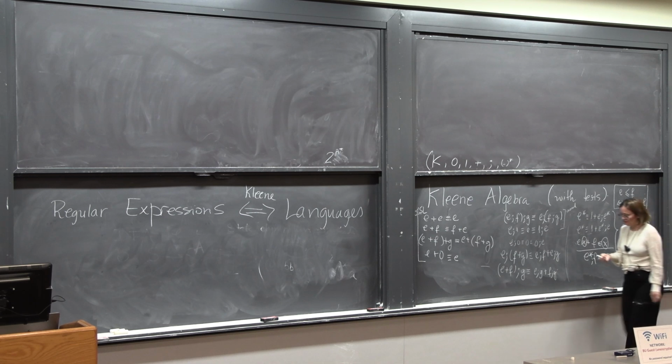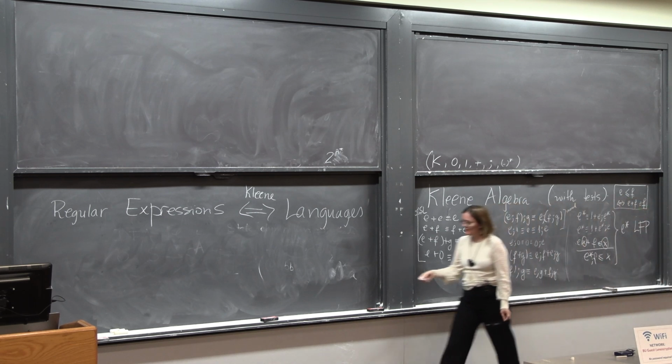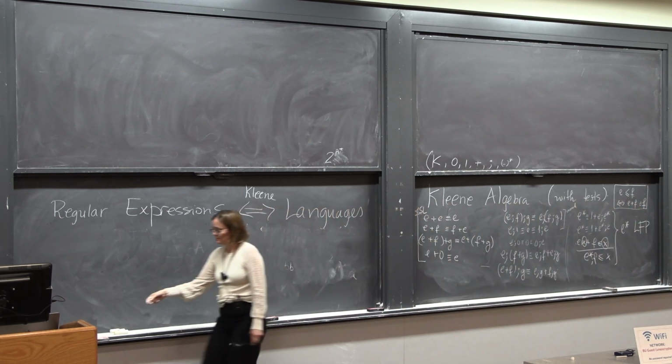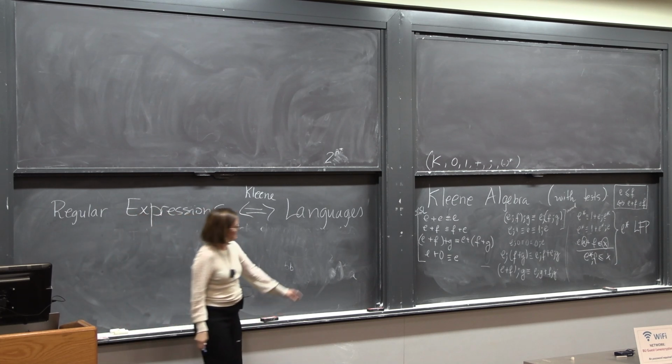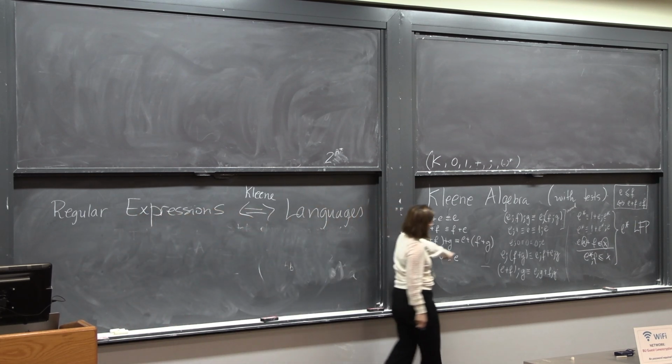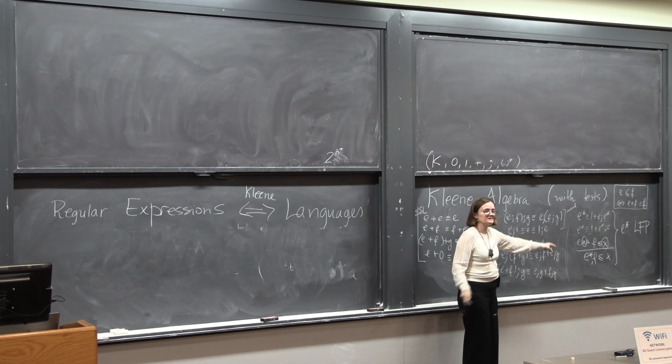So what is a Kleene algebra? A Kleene algebra is a semi-ring together with a least fixed point operation.